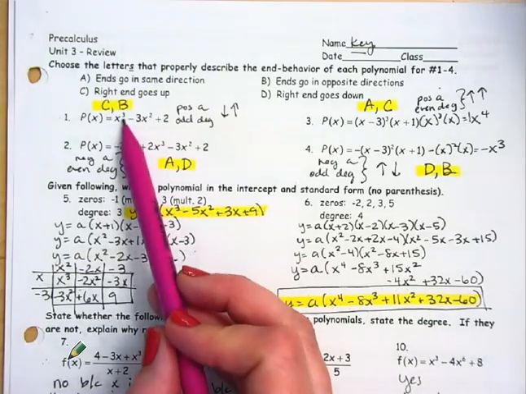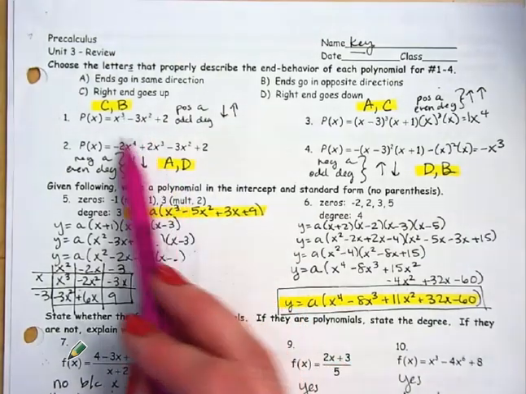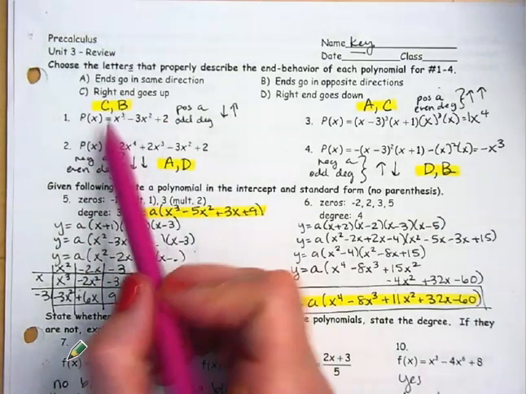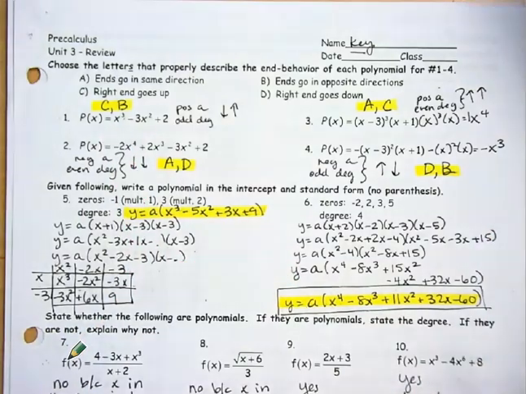The degree is the biggest exponent on your function. An odd degree means the ends are opposite, and then look at the a value. If the a value is positive, the right end is going up, and if the a value is negative, the right end is going down.